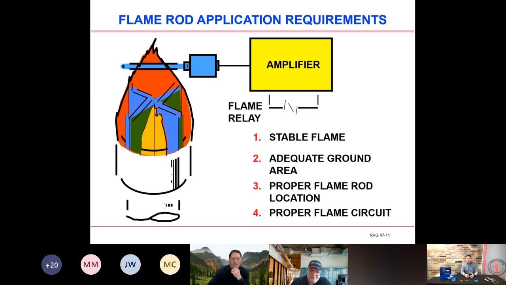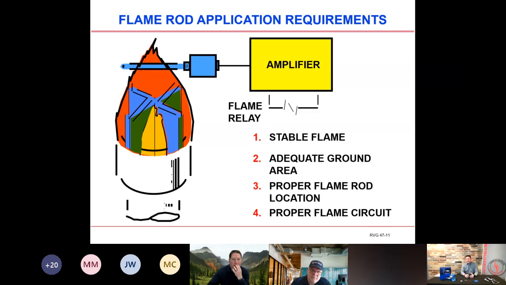The number 4 here is the proper flame circuit. So the proper flame circuit is all the components that will help carry that signal back to the flame relay to pull in the relay in order to make sure that your flame circuit is operating properly.